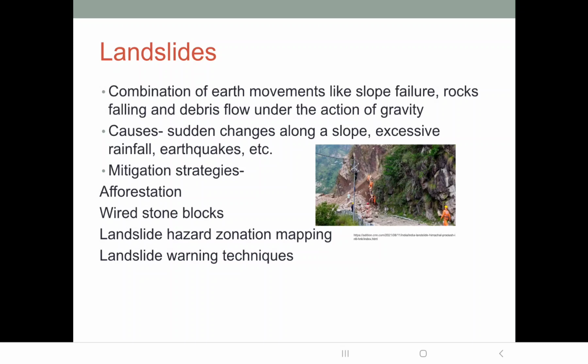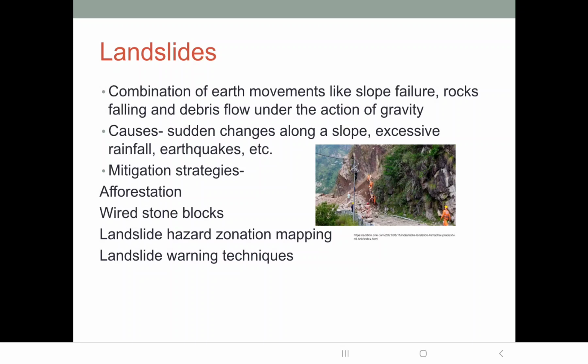Why do these changes occur on the slope? Okay, due to excessive rainfall. This is seen in the areas which receive a great amount of rainfall. Then weathering can occur due to various agents. It can occur due to wind, it can occur due to rain. Okay, it can also occur because of human activities.